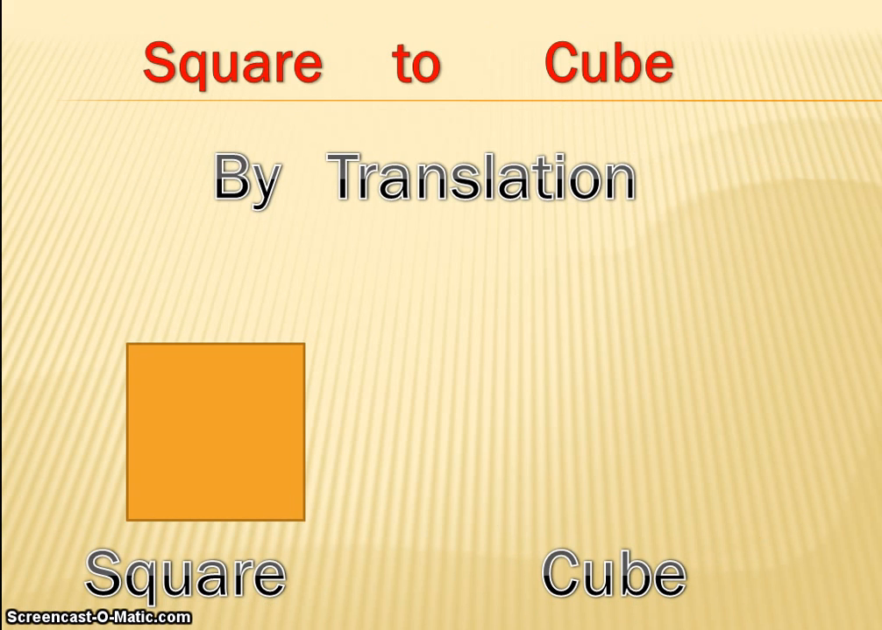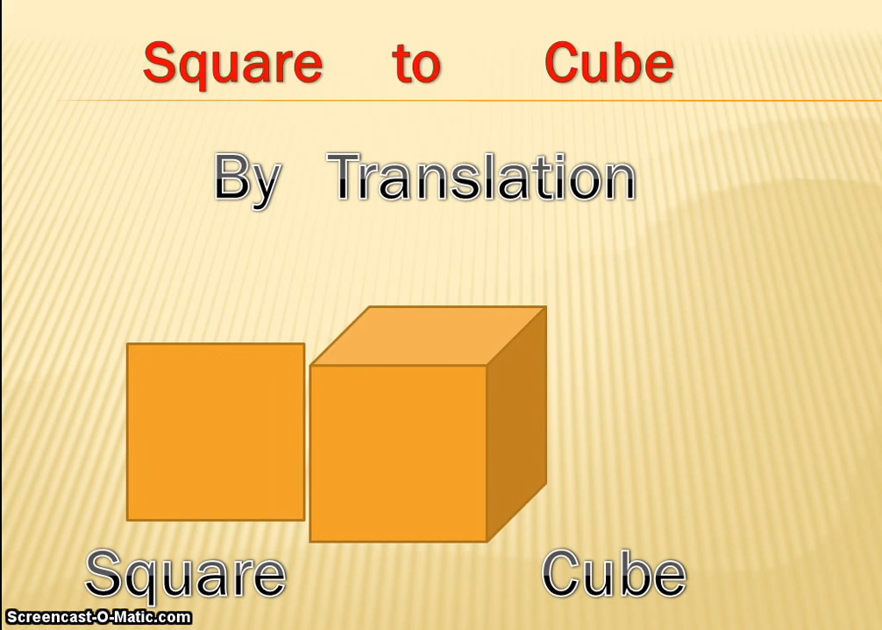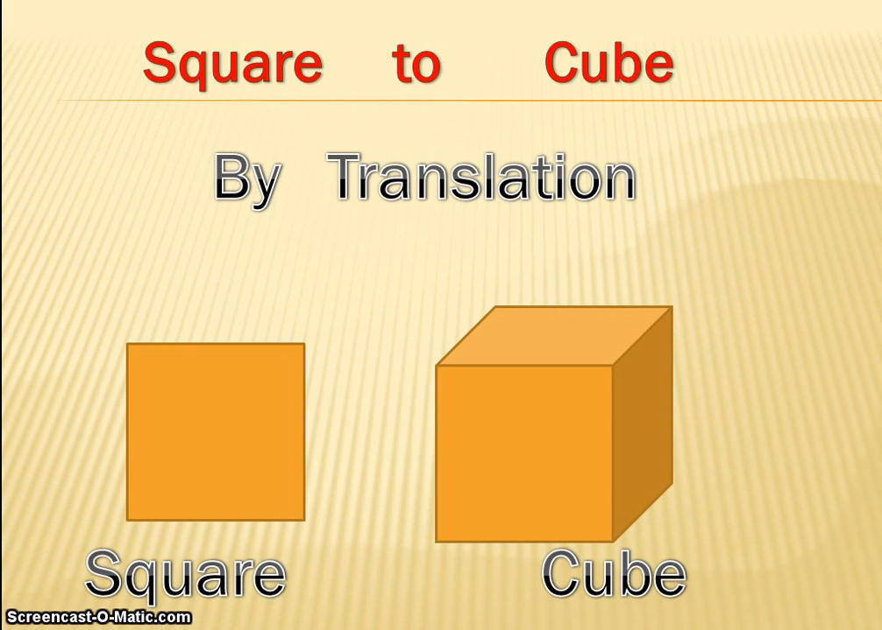Alright, let's look at a square into a cube also by translation. You take the square, translate it the same distance as the sides of the square, and you will get a cube once you connect all the vertices. So again, you can change a square into a cube by translation, connecting the vertices or the sides, and you will end up with a cube.